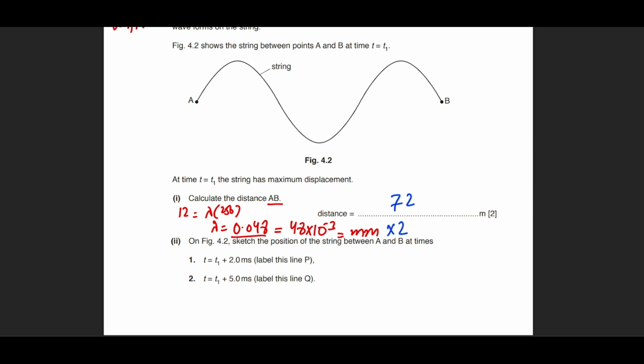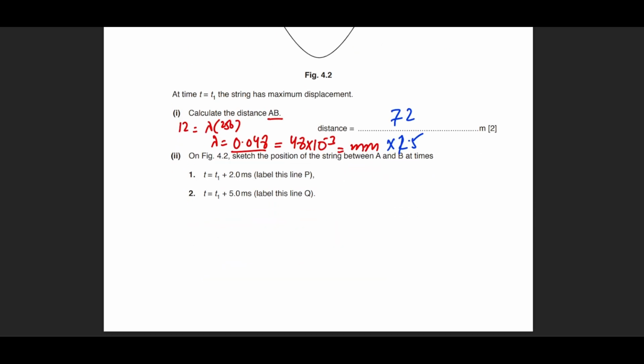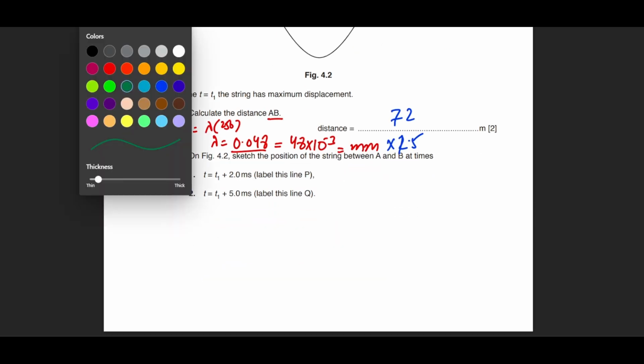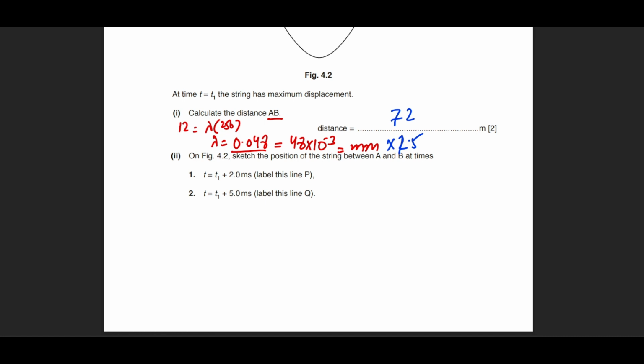Multiply this with 1.5. Now, this is where the question gets interesting. This is where the problem is going to start arising in the visualization, and this is the most important part that I've seen for stationary waves, at least. He says, sketch the position of the string between A and B at time t1 plus 2 milliseconds. We have the frequency, which is 250 hertz. Let's convert this into time period. 1 over 250 gives me a time of 4 milliseconds. He's asking me about 2 milliseconds, which is half of the time period.